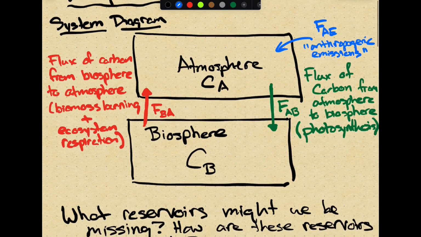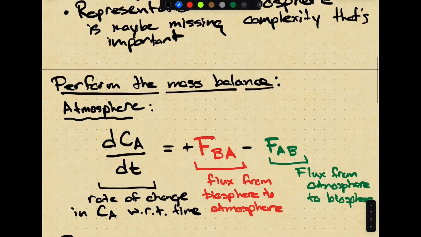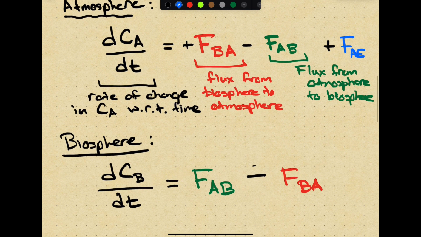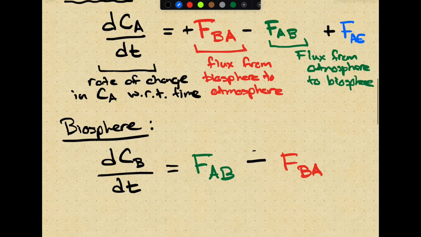FAE, right? And FAE is the anthropogenic emissions. That is a forcing to the atmosphere, and it is not a forcing to the biosphere. So it would be the only sink or source term in this model that's exogenous, and it's only applied to the atmosphere. Okay, so that's a conceptual representation of the model.